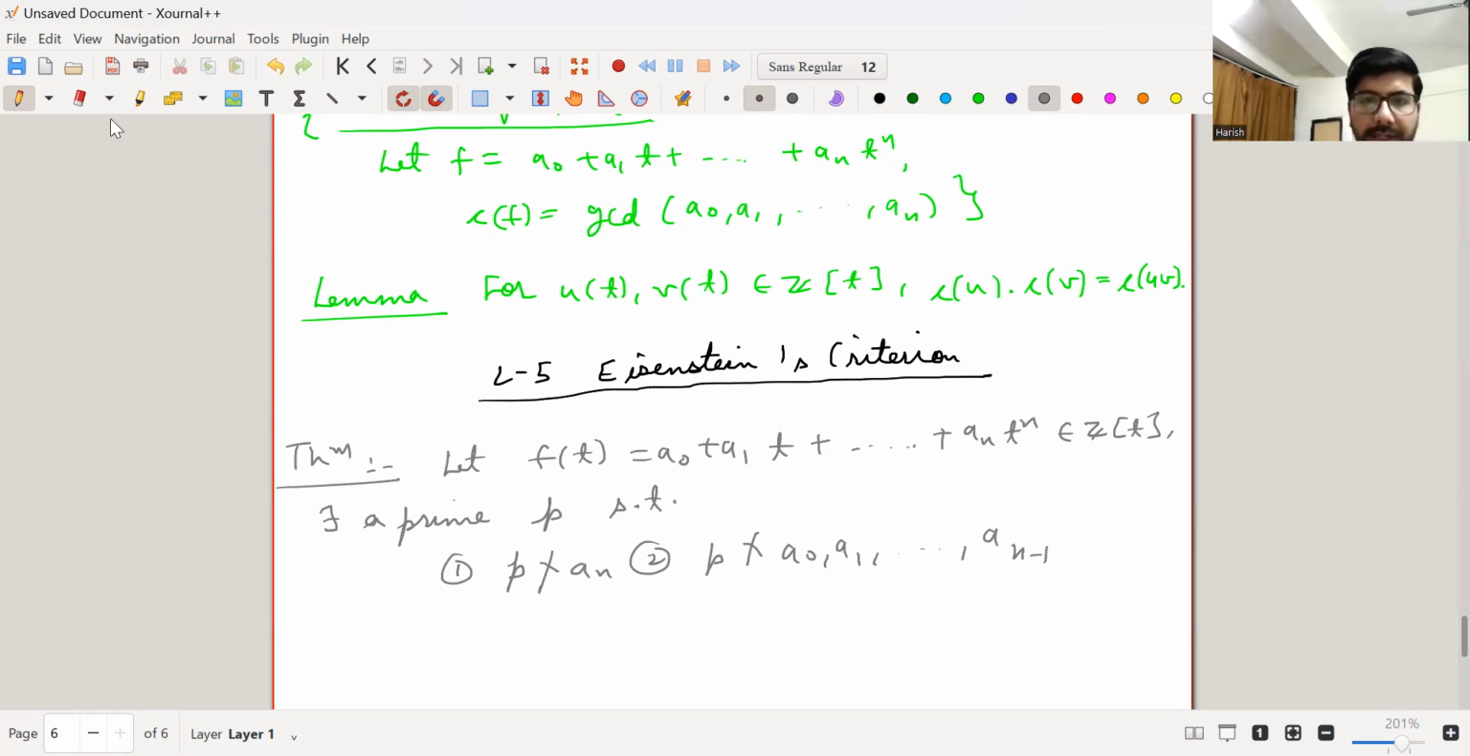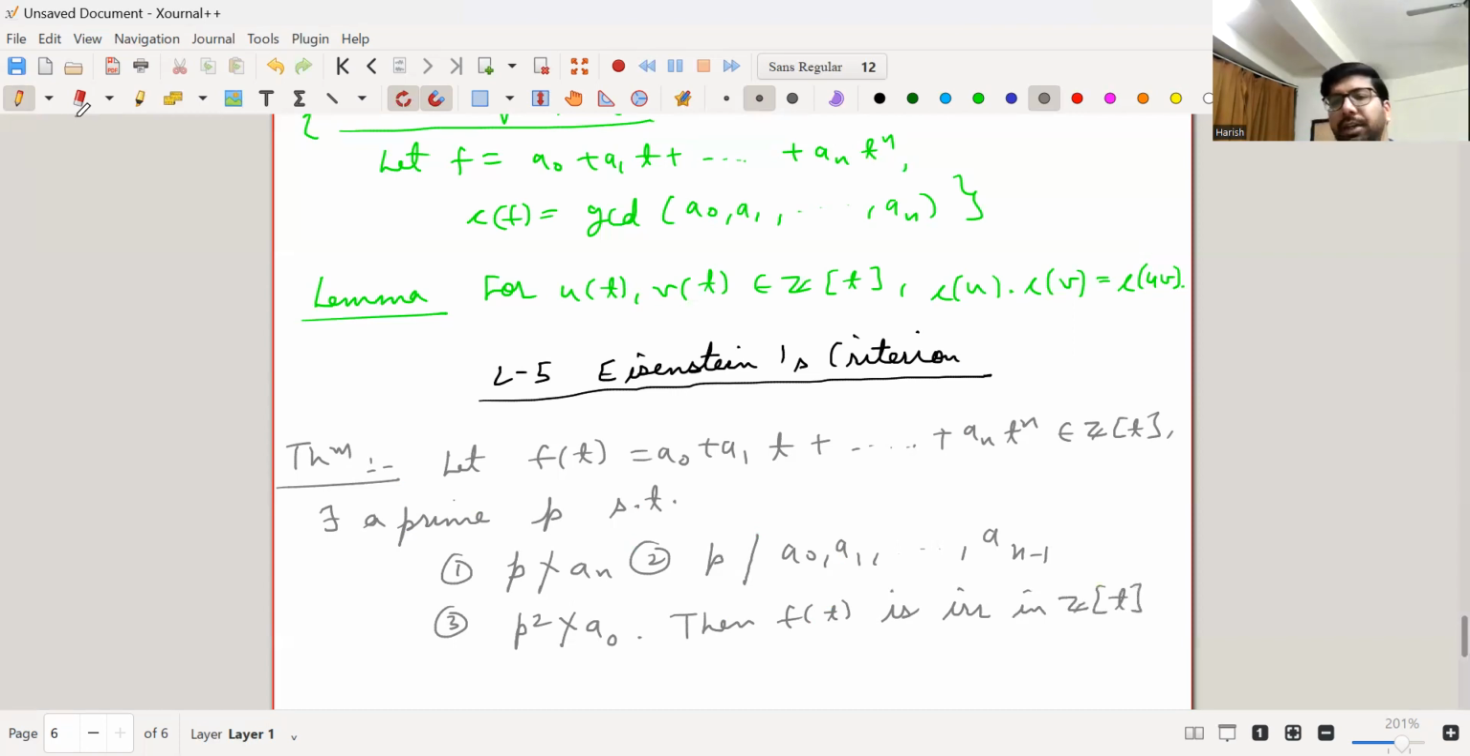Sorry. It is p divides a naught. So it does not divide the leading coefficient, but it divides all other coefficients, and the square of it should not divide a naught. Okay. If these three conditions are true, then f(t) is irreducible in Z[t].